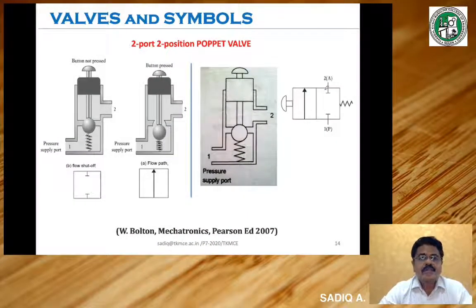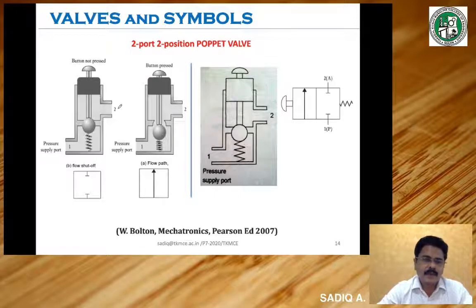Let us try to develop a symbol for a simple 2-port, 2-position poppet valve. Now we have seen the functioning of a poppet valve. That is, the poppet valve will have a valve rod and there is a push button, and the valve is loaded against a spring. In the normal condition, there is no flow. That is, even if there is liquid coming from this side, because of this position of the valve here, the liquid cannot go and it will escape through this. When you apply force here, the valve will be opened, and the liquid from here will be going through this.